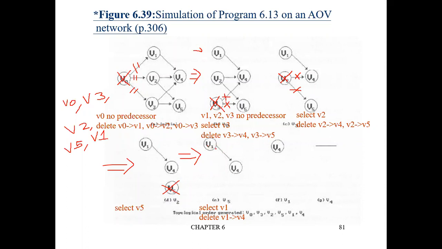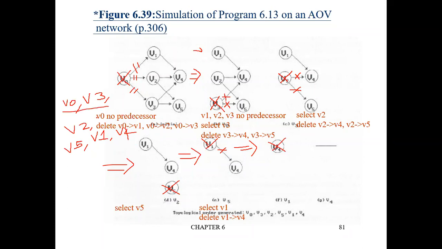delete all the outgoing edges from V1. How many outgoing edges are there from V1? Only one, that is V1 to V4. So delete this edge and also delete V1. Now the resultant graph is only V4. There is no other vertex. Just visit V4 and delete it. That's it, the algorithm says.